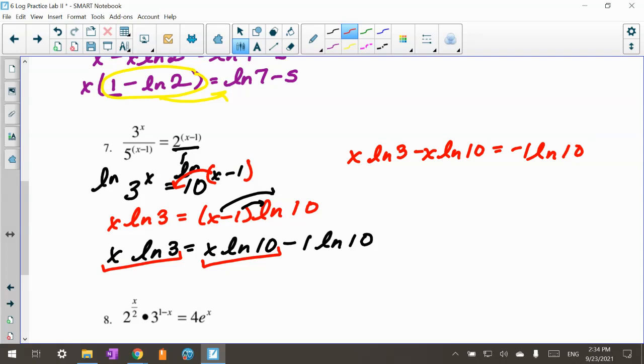Now I'm going to factor out the x, divide by the glop. So when I do that, I have x times the natural log of 3 minus the natural log of 10 equals negative 1 natural log of 10. And I'm going to divide by the glop. So here's my glop.